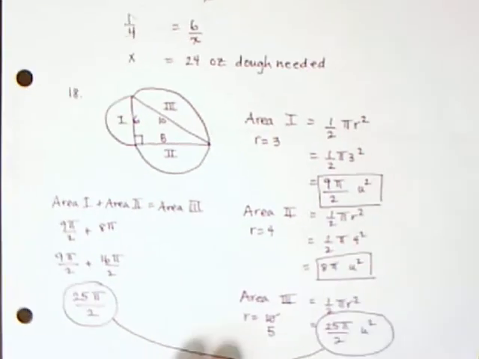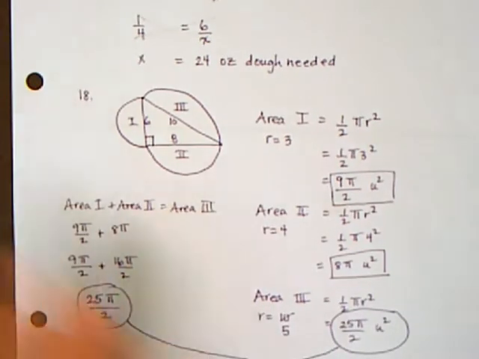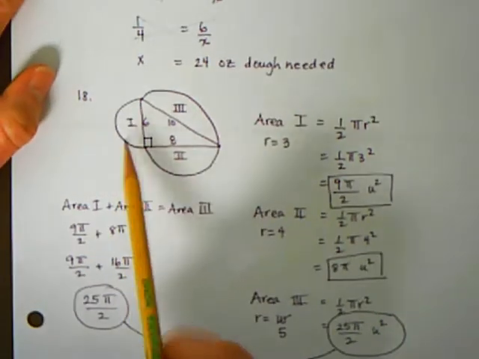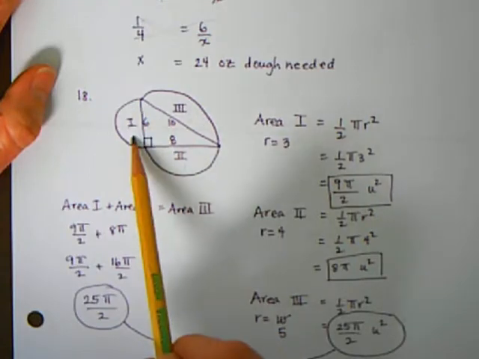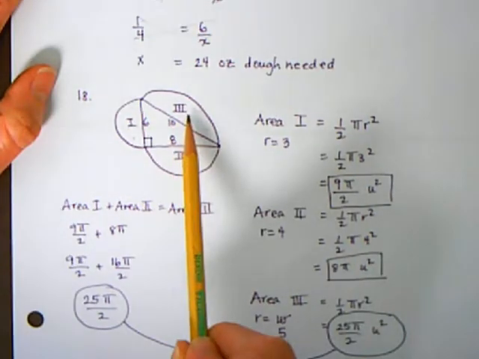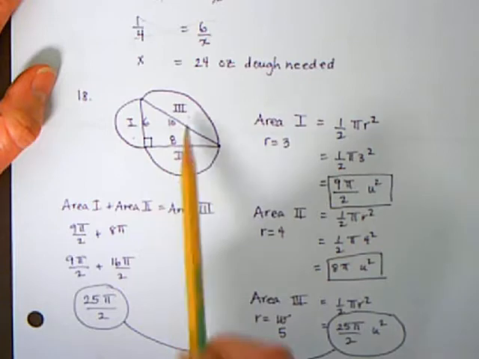Problem number 18 is kind of an interesting problem. I like this one. Problem number 18 says, semicircles are constructed on the sides of the right triangle shown. If A equals 6 and B equals 8, show that the area of region 1 plus the area of region 2, not sector, sorry, equals the area of region 3. So here's my picture. This is region 1, region 2, and I have to show that if this area here plus this area here equals this area here. So I need to find the area of all three of them.